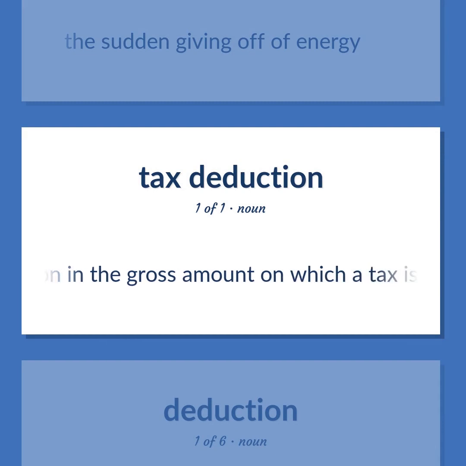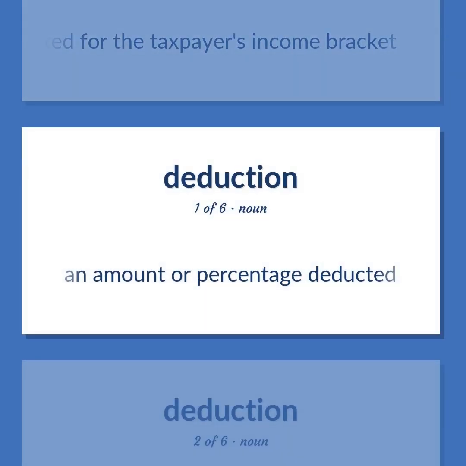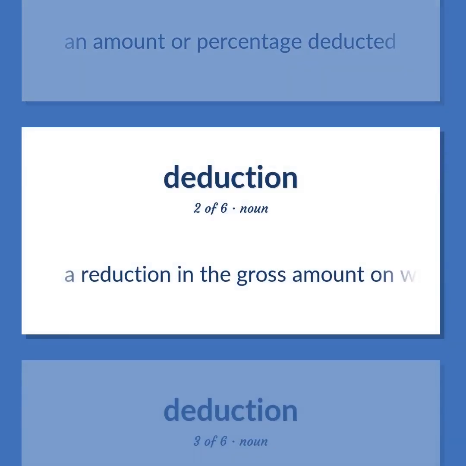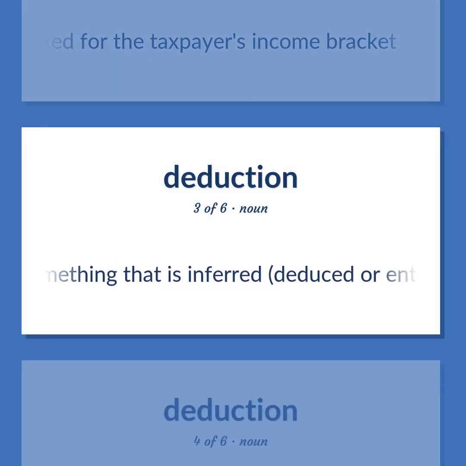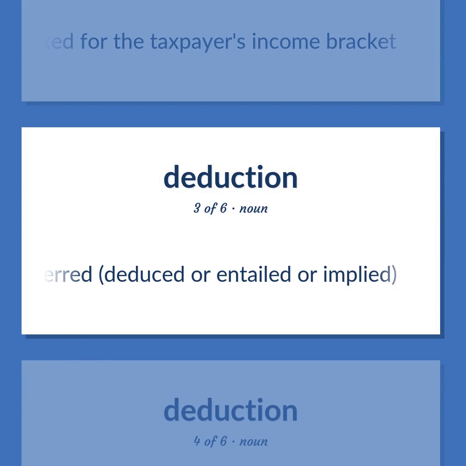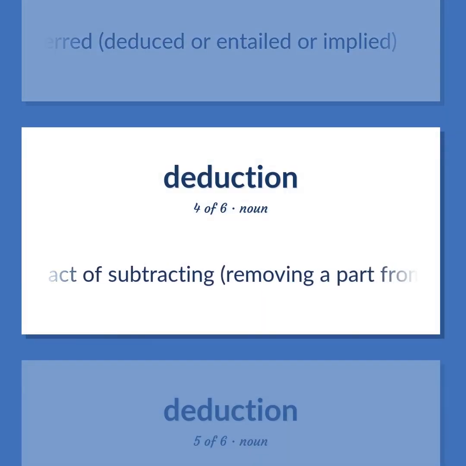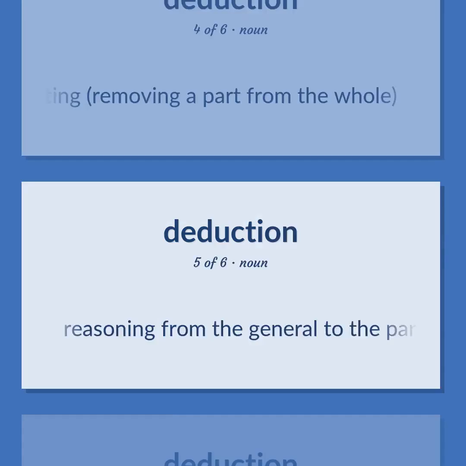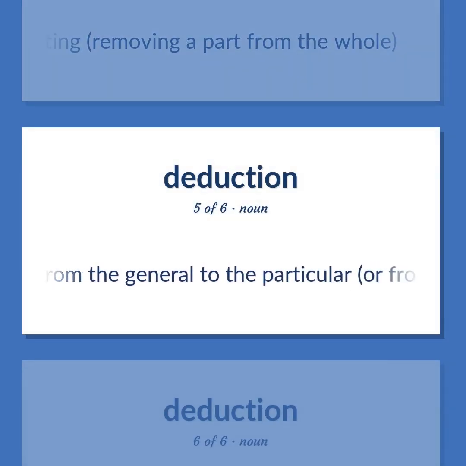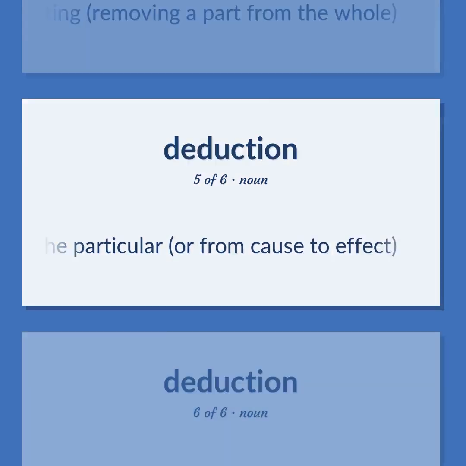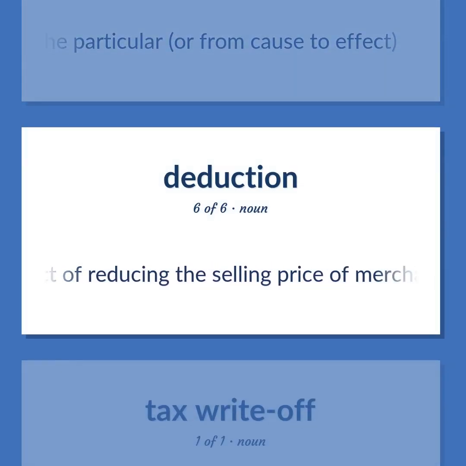A reduction in the gross amount on which a tax is calculated reduces taxes by the percentage fixed for the taxpayer's income bracket. An amount or percentage deducted. Something that is inferred, deduced or entailed or implied. The act of subtracting, removing a part from the whole. Reasoning from the general to the particular, or from cause to effect. The act of reducing the selling price of merchandise.